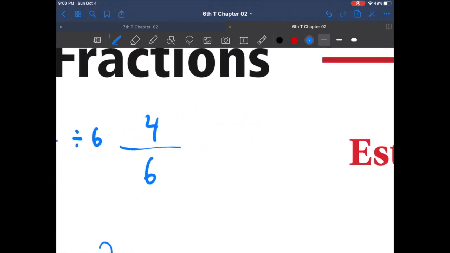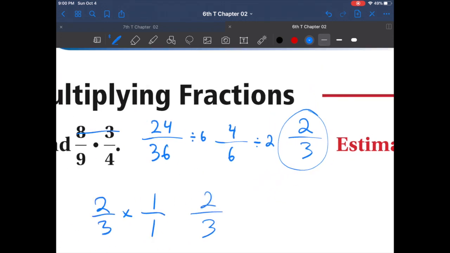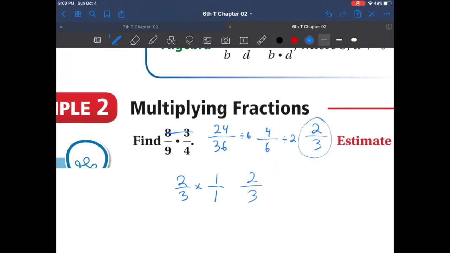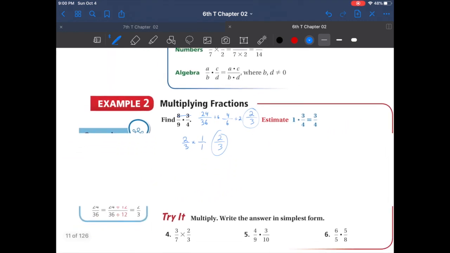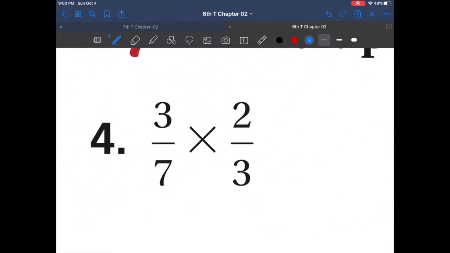All right, is there a number that can go into both 4 and 6? Yeah, 2. Let's divide by 2. 4 divided by 2 is 2. 6 divided by 2 is 3. Well, check that out. Look at all that extra work I had to do when we got the exact same answer. The more you practice it, the faster and easier it will be. I promise.